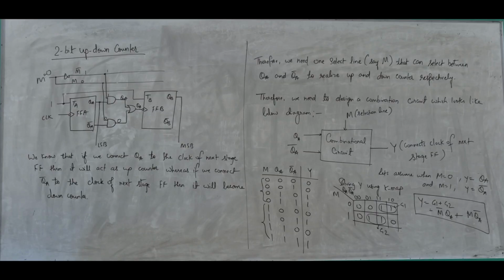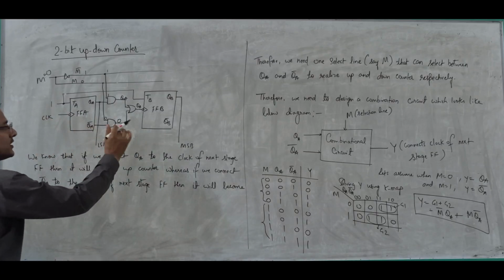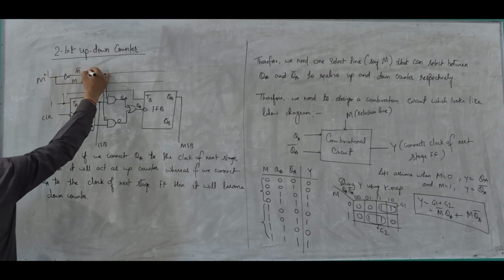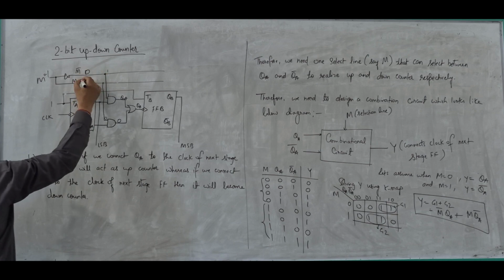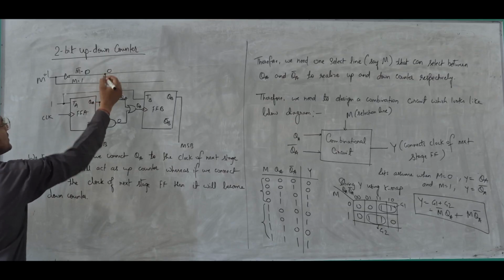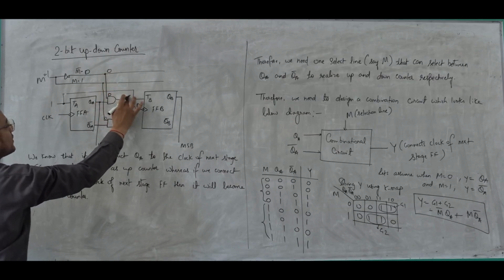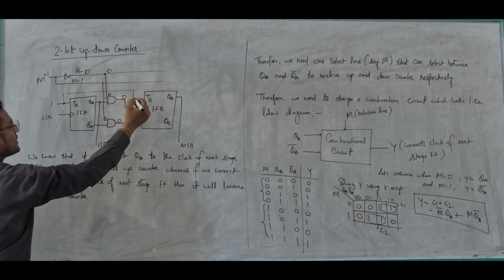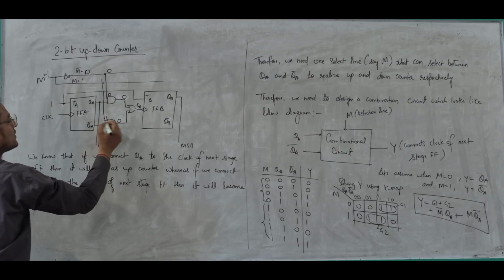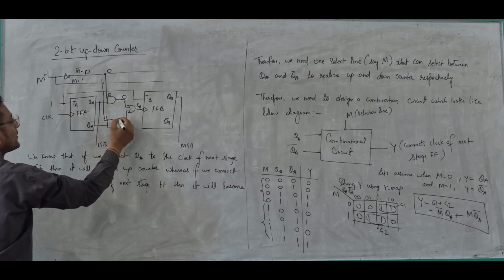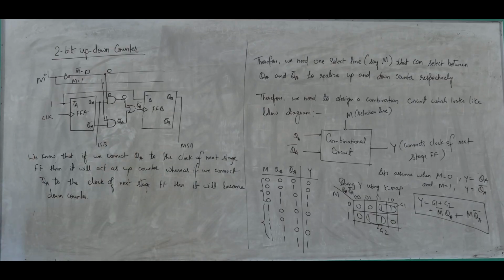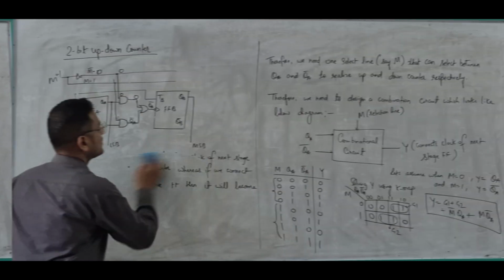Okay. And let's say if M is 1, then this will be 0 and this will be 1. So here the answer is 0, here 0. So here you get 0. And here you have 1 and the answer is 1, so you get 1 here. This is QA complement. So 0 plus QA complement is QA complement. So it acts as a down counter.